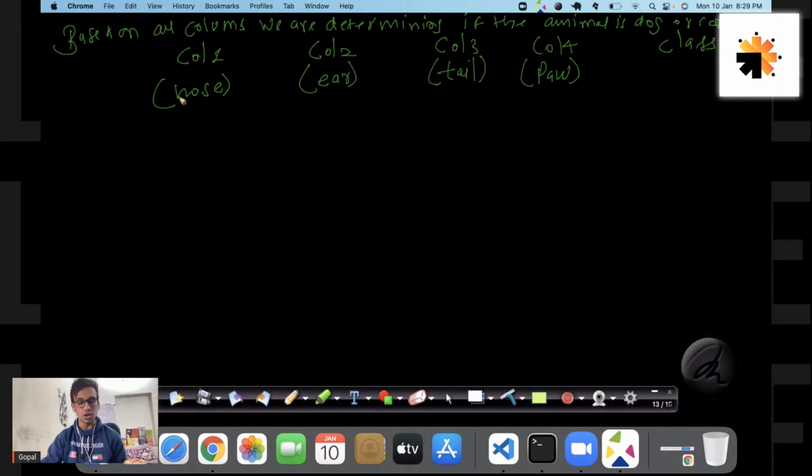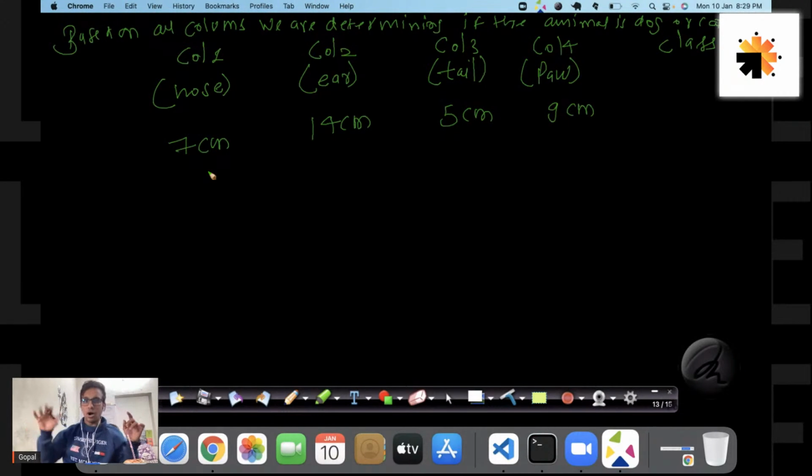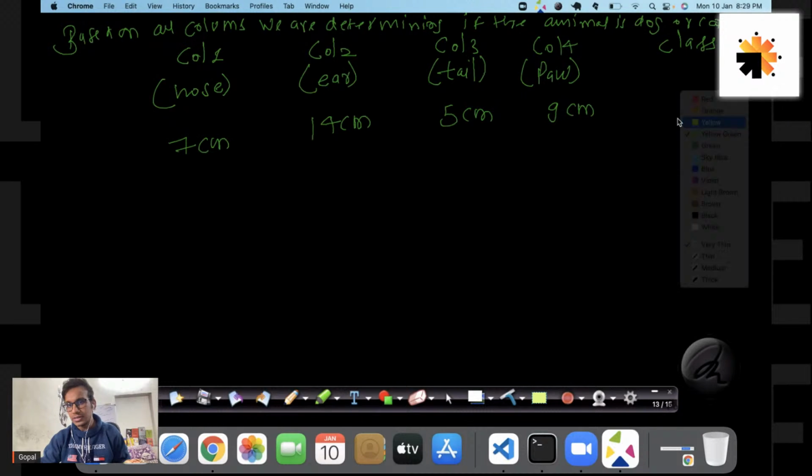Let's say the nose in column 1 is 7 centimeter, the ear is around 14 centimeter, the tail is 5 centimeter, and the paw size could be 9 centimeter. Based on the nose, ear, tail, and paw, I am concluding this is a dog.